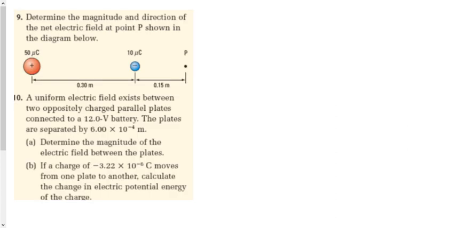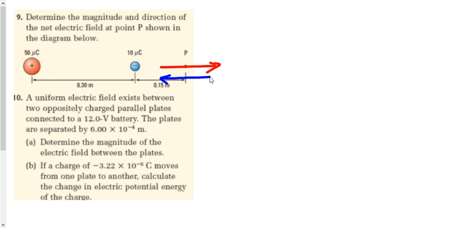Number 9, determine the magnitude and direction of the field at point P as shown in the diagram. So let's see here. We've got a field caused by the 50 microcoulomb charge that's to the right. We've got a field caused by the blue one here, the 10 microcoulomb charge to the left. Away from the positive, toward the negative. Away from the positive, toward the negative. So we calculate both of these fields now.